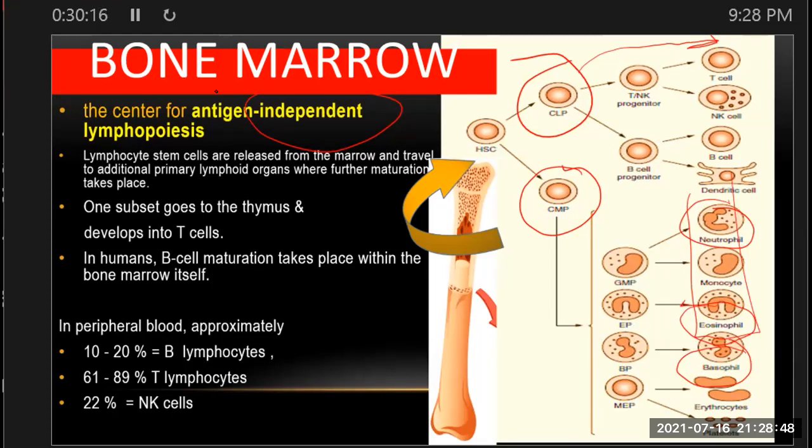lymphopoiesis. So lymphocyte stem cells are released from the marrow and travel to additional primary lymphoid organs where further maturation takes place. And then one subset goes to the thymus and develops into T cells. In humans, B cell maturation takes place in the bone marrow itself. So that's it.